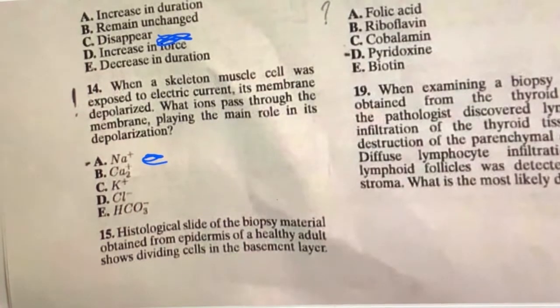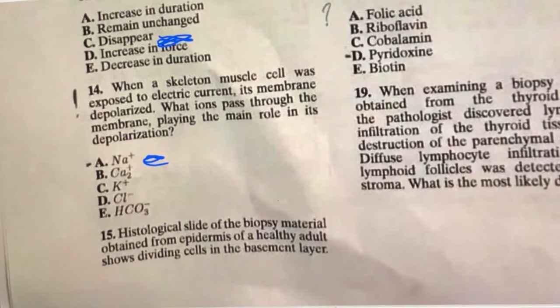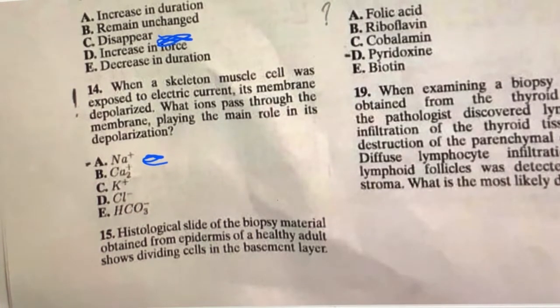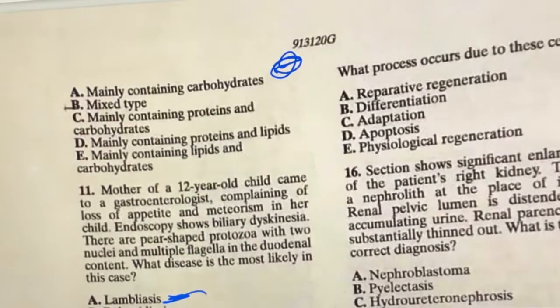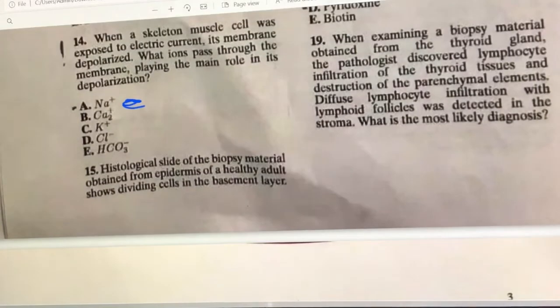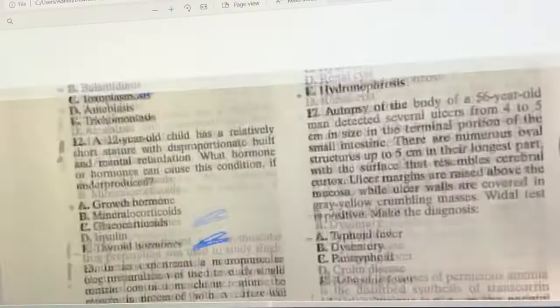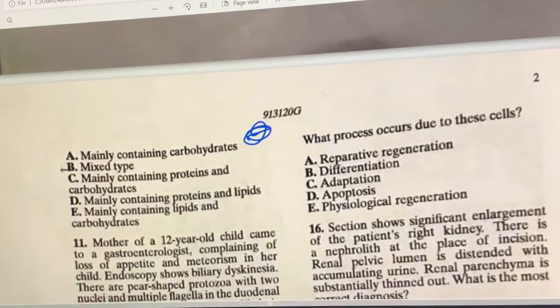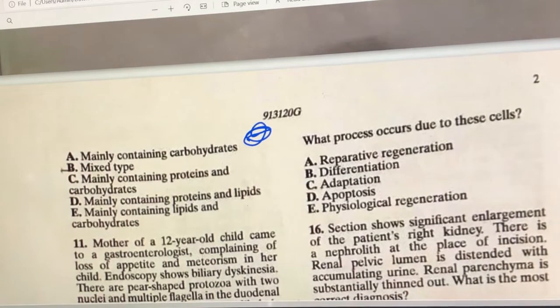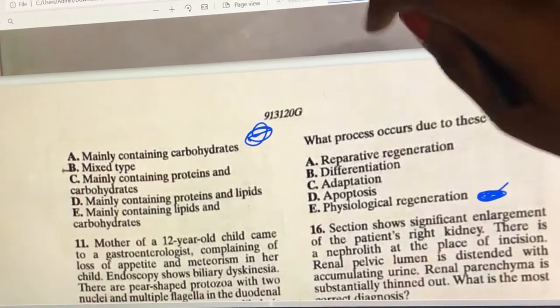Question number 15. Histological slide of the biopsy material obtained from epidermis of a healthy adult showing dividing cells in the basement layers. What process occurs due to these cells? They are asking you that histological slide of the biopsy material obtained from epidermis showing dividing cells in the basement layer. Dividing, so you can see that the regeneration is going on, so it's physiological regeneration.